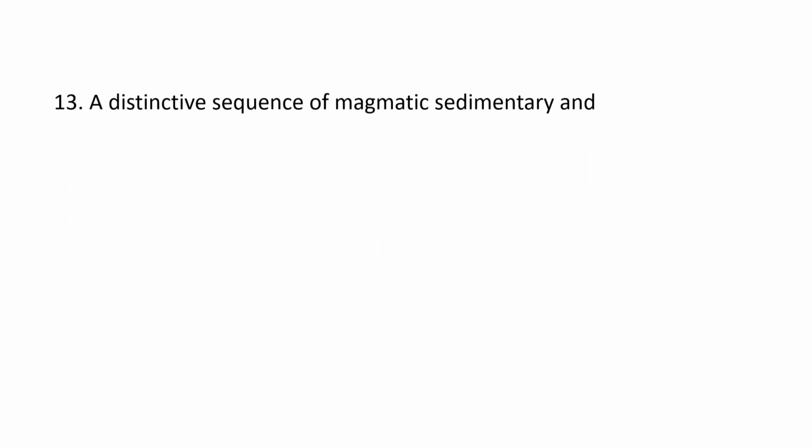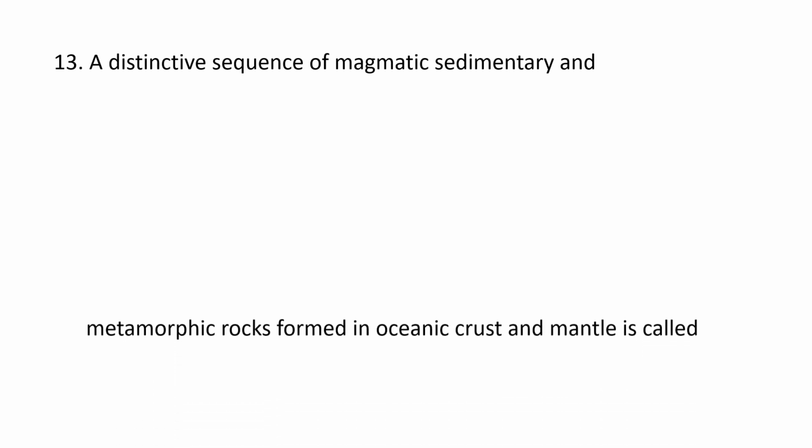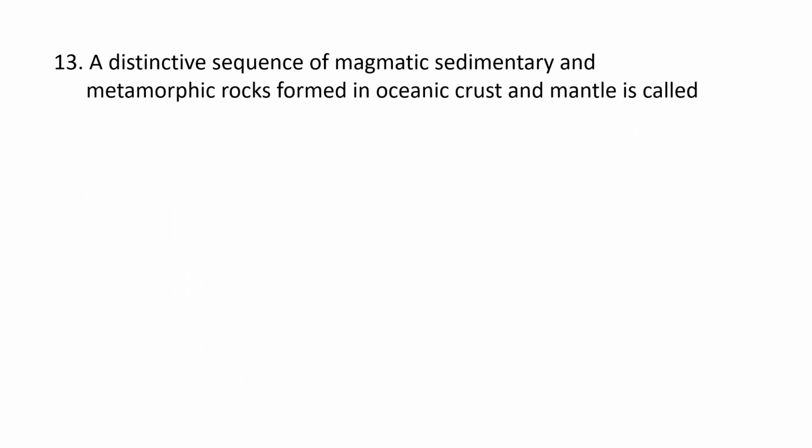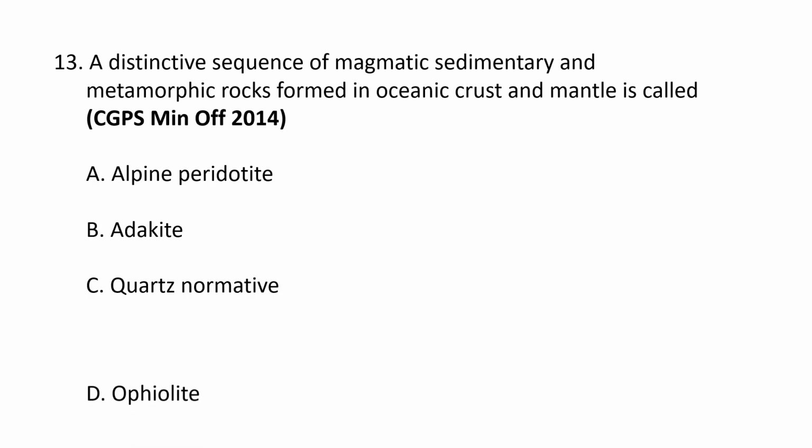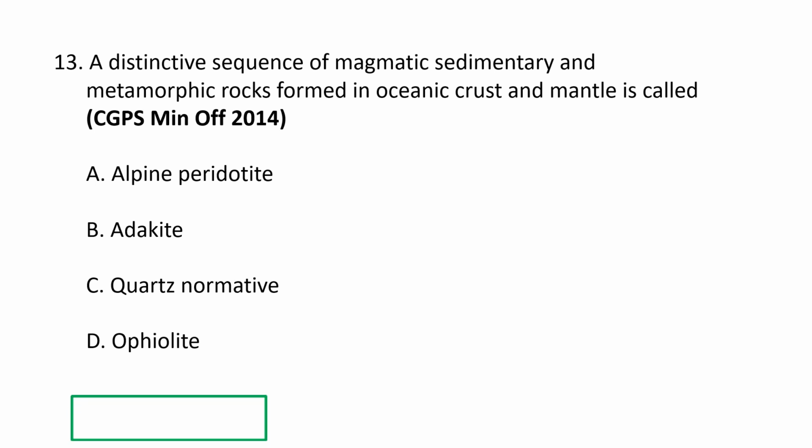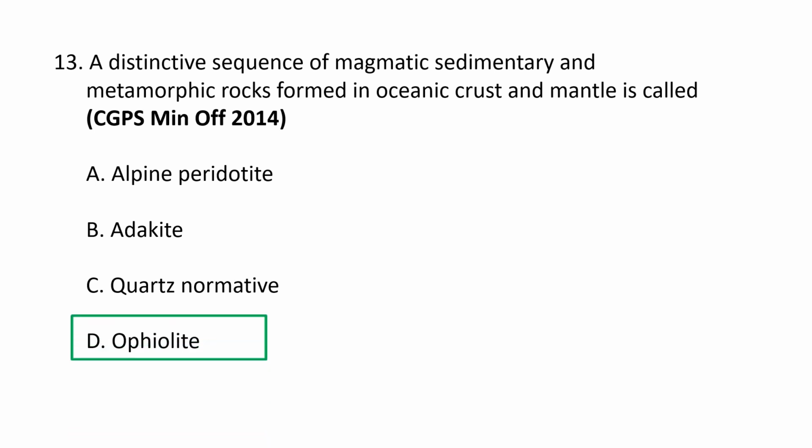Next question. A distinctive sequence of magmatic, sedimentary and metamorphic rocks formed in oceanic crust and mantle is called A. alpine peridotite, B. adakite, C. quartz normative, and D. ophiolite. The correct option is ophiolite. Ophiolite is a distinctive sequence of magmatic, sedimentary and metamorphic rocks that formed in oceanic crust and mantle. Ophiolites are slices of the ocean floor that have been exposed above sea level.